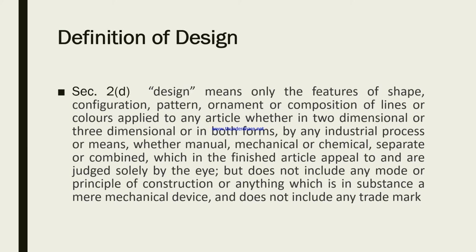What do you mean by design as far as the definition is concerned? Section 2(d) of the Designs Act says that design means only the features of shape, configuration, pattern, ornament or composition of lines or colors applied to any article, whether in two-dimensional or three-dimensional or in both forms, by any industrial process or means, whether manual, mechanical or chemical, separate or combined, which in the finished article appeal to and are judged solely by the eye, but does not include any mode or principle of construction or anything which is in substance a mere mechanical device, and does not include any trademark. So this is the definition of design.